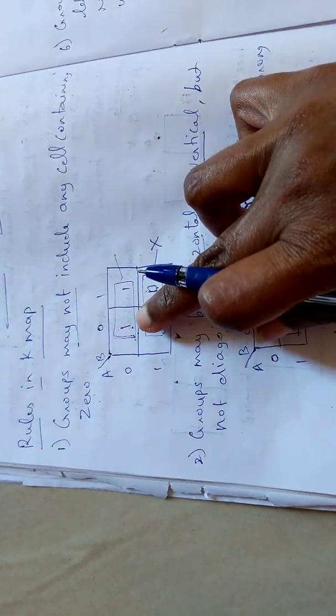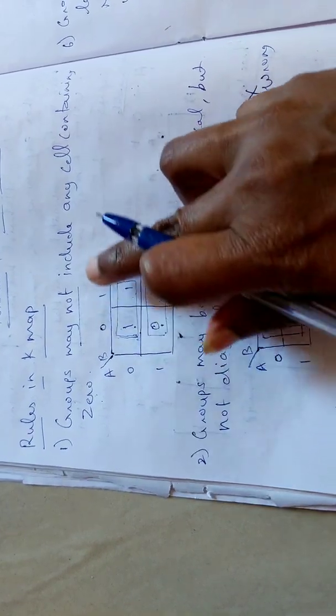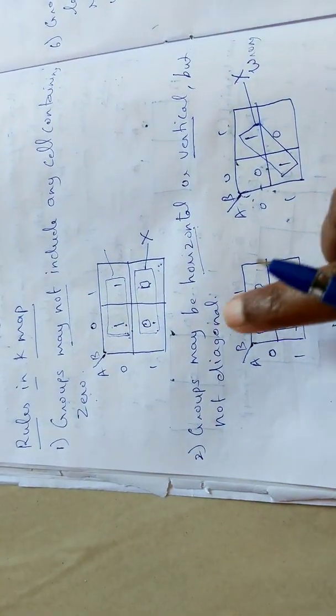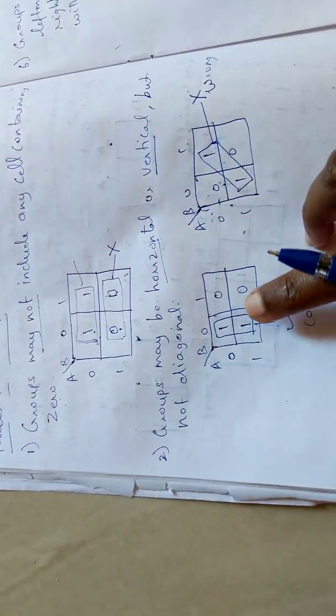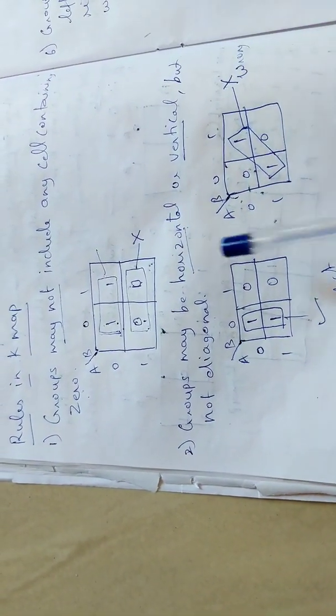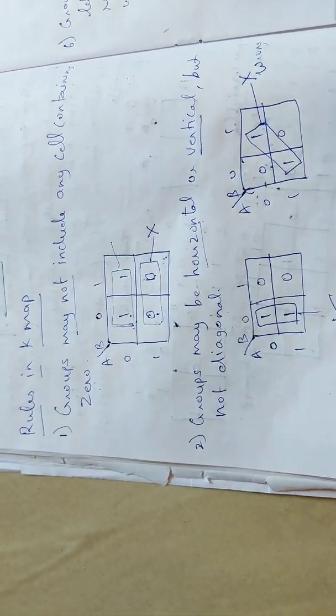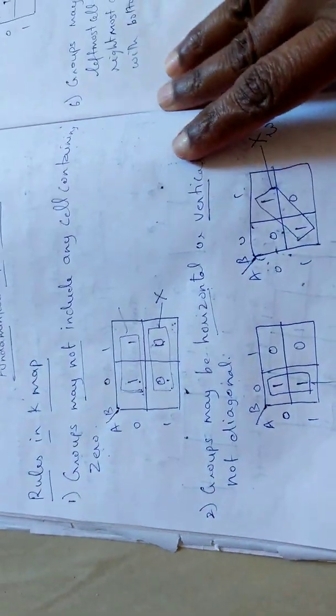So first I have discussed, you have to make a group of 1. Wherever 1 is there, you should make a group, and the group should be either horizontally or vertically, not diagonally. These are the two rules. Today you have to learn this one. So study these rules. What are the different K-map rules?